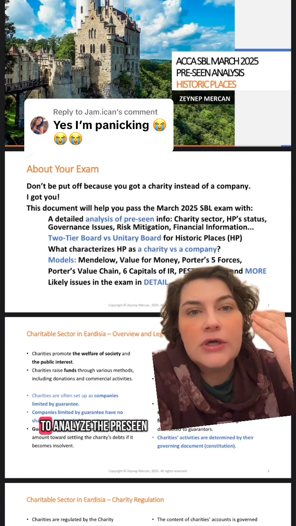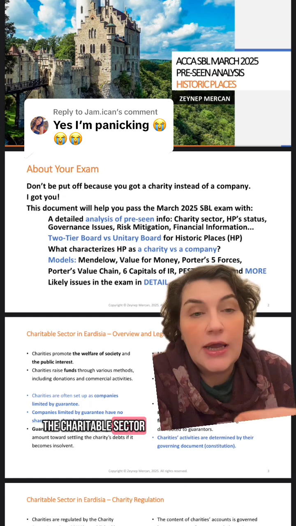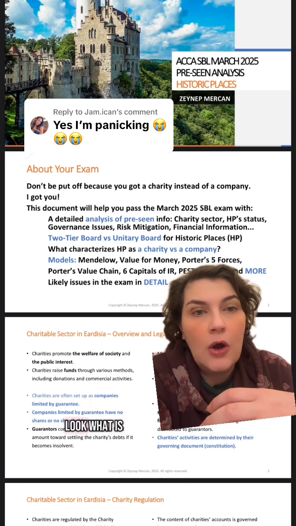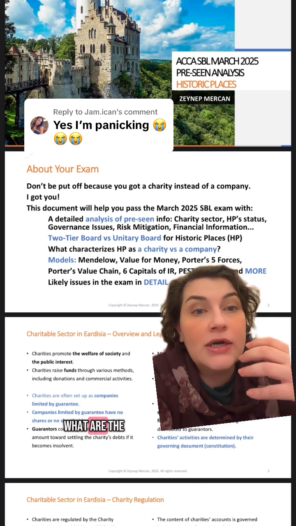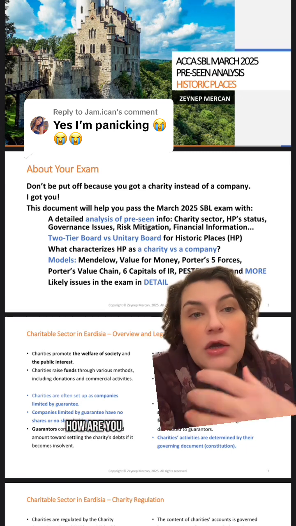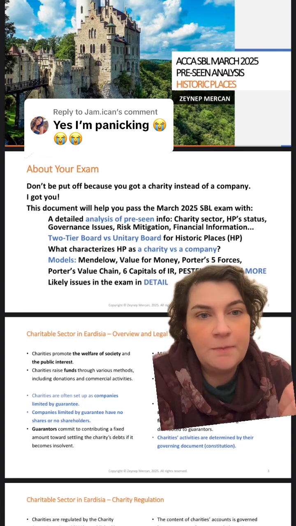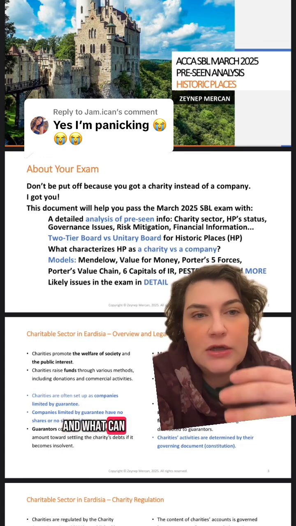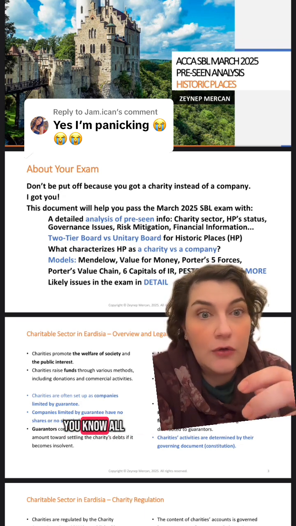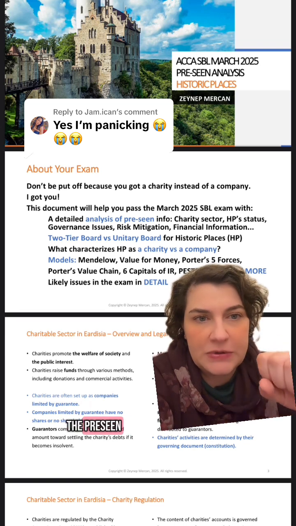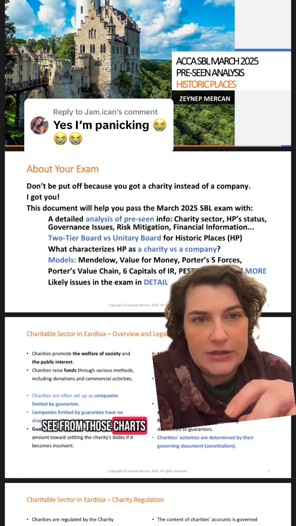We are going to analyze the pre-seen. We are going to look at the charitable sector, and then look at what Historic Places' status is in that sector. What are the governance issues? How are you going to mitigate all those risks that you are given in the pre-seen? And what can you understand from the financial information? You know, all those charts at the end of the pre-seen. What can you see from those charts?